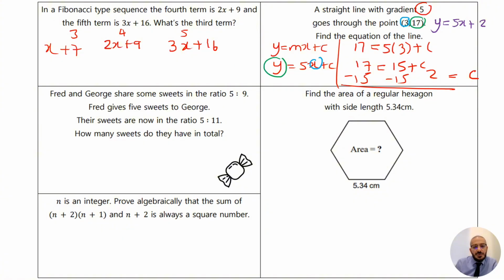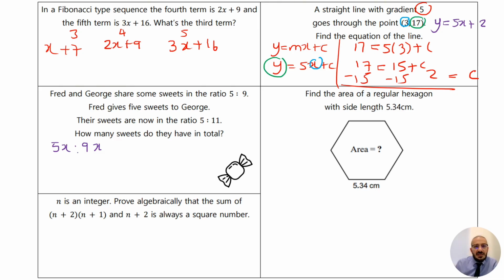Fred and George share some sweets in the ratio of 5 to 9. Fred gives 5 sweets to George. Their sweets are now in the ratio of 5 to 11. So starting off, it was 5 to 9. And because I'm going to be giving some away, I'm going to write this algebraically. So it's going to be 5x to 9x to start off with, which will give us the initial number of sweets when we find out the x.